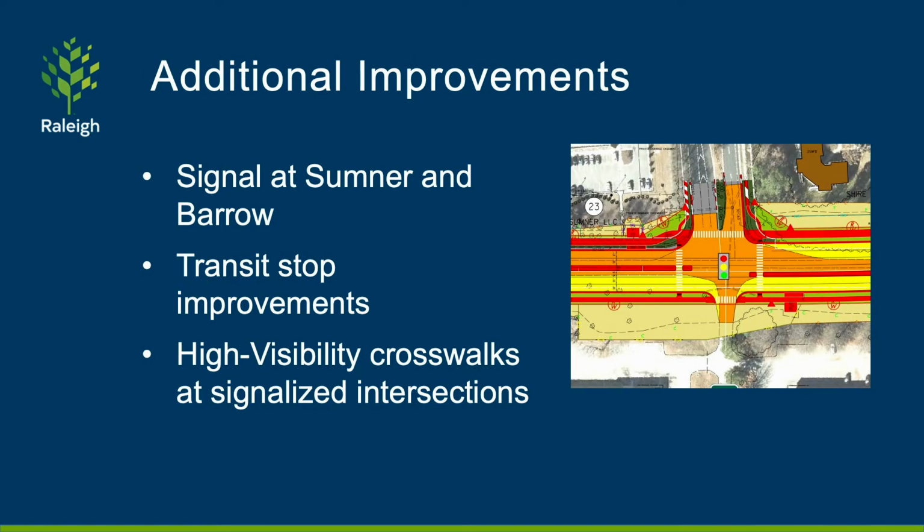In addition to the previously mentioned roadway, sidewalk, and multi-use path improvements, we will be installing a traffic signal at the intersection of Sumner Boulevard and Barrow Drive. This will ease the congestion at Sumner Boulevard during the morning and evening peak traffic hours. The signal will also allow for another location for pedestrians and cyclists to cross the road. Additionally, all signalized intersections along the corridor will be equipped with high visibility crosswalks to alert drivers to the presence of pedestrians and bicycle traffic.